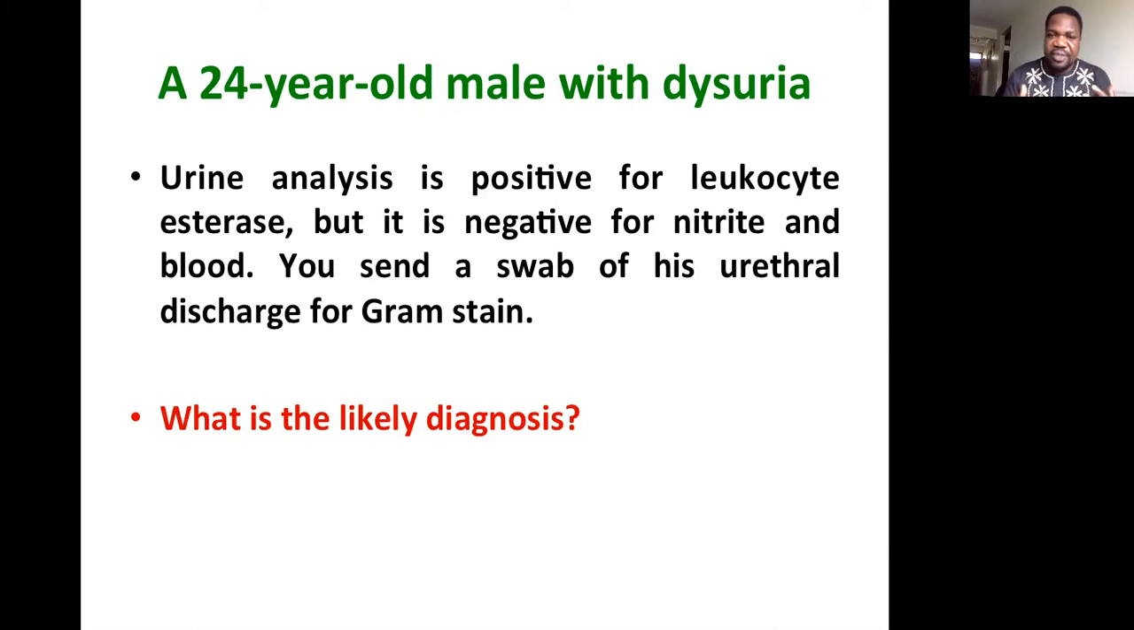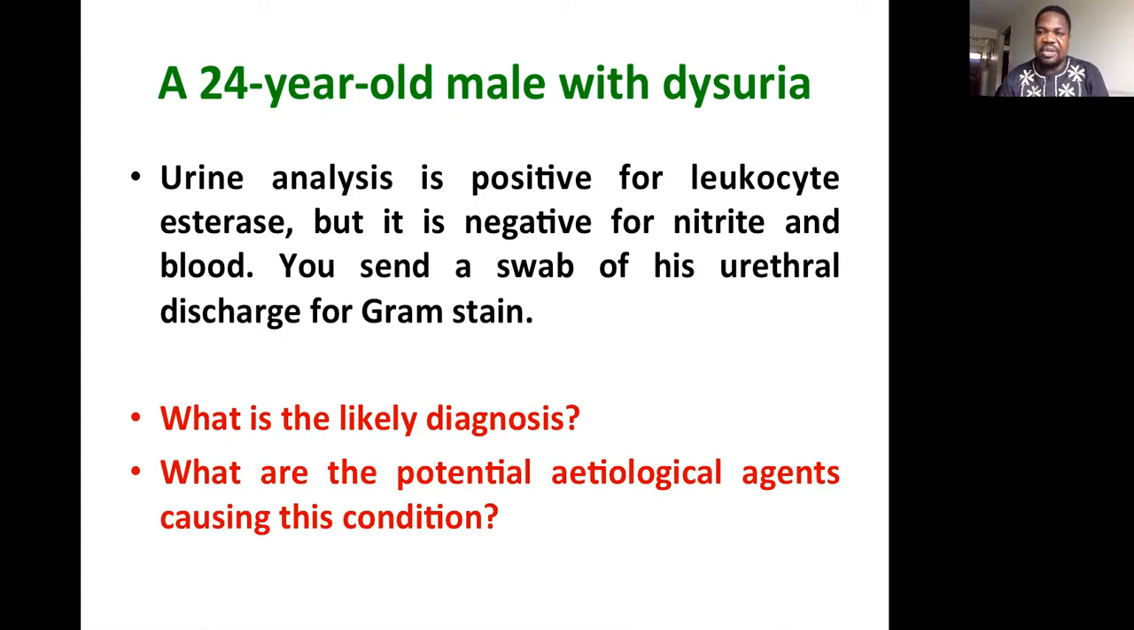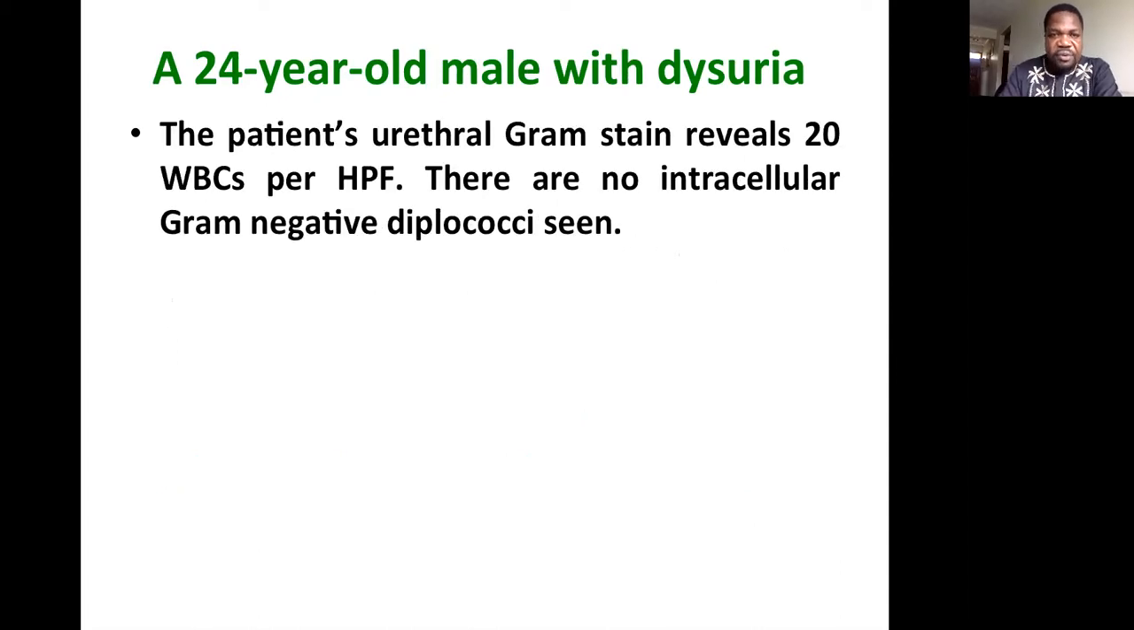So you are not sure yet what the cause is, but the potential etiological agent here can be Neisseria gonorrhoeae, Chlamydia trachomatis, Mycoplasma genitalium, and sometimes Trichomonas vaginalis, although it's very rare in men. Then you get the result, because the Gram stain can be done immediately and you get some information from the side lab. They reveal that there are about 20 white blood cells per high power microscopic field.